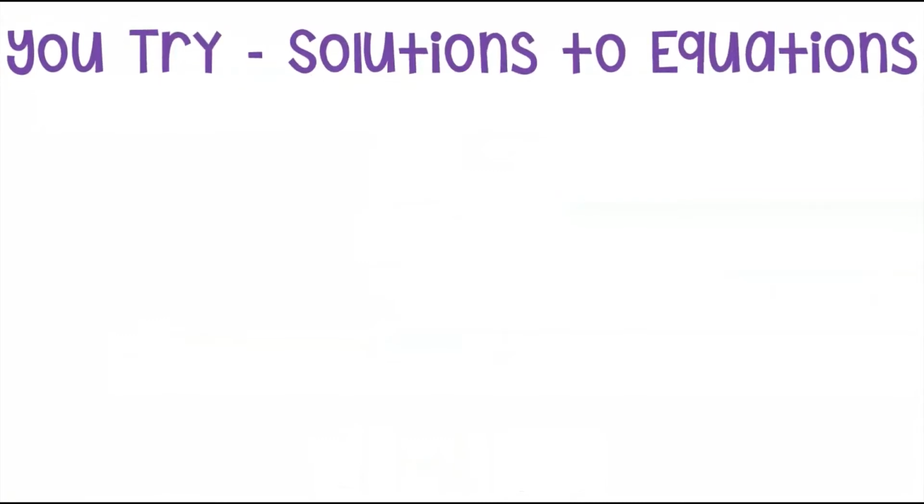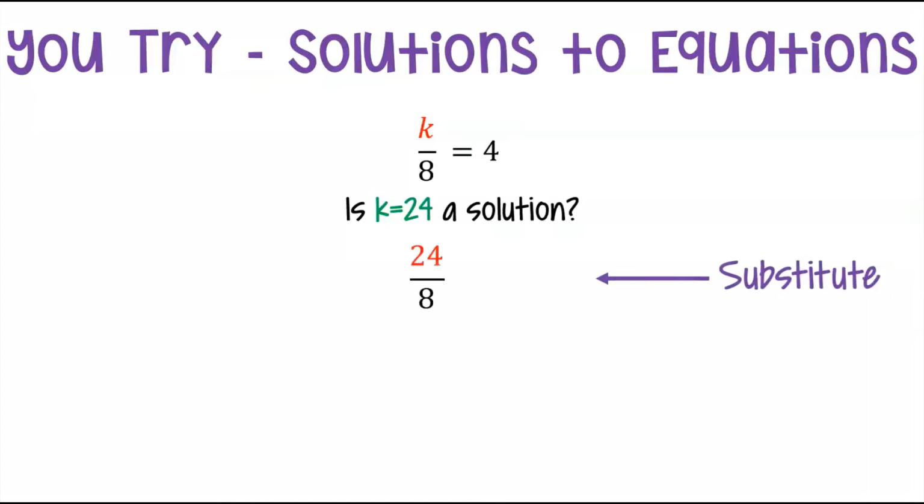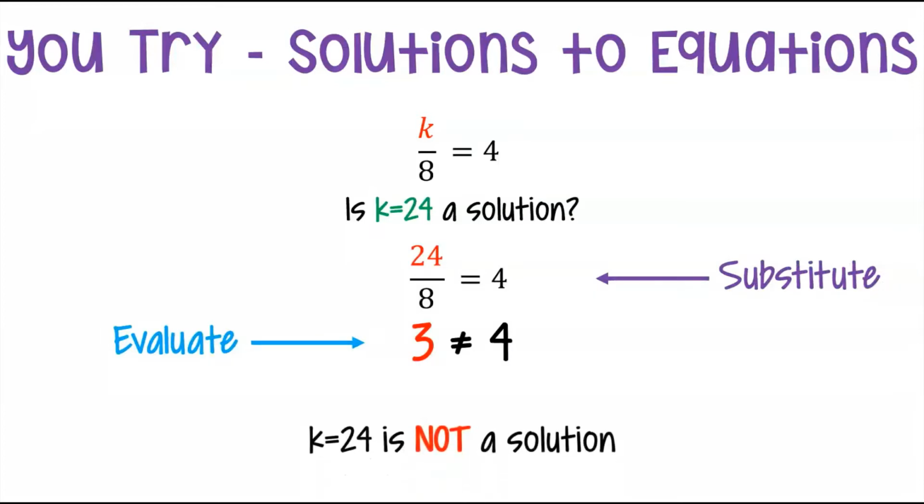All right, try this one. K over 8, or k divided by 8, needs to equal 4. We need to determine whether k equals 24 is a solution or not. So the first step is to substitute. 24 divided by 8 equals 4. And then we actually evaluate, and 24 divided by 8 is equal to 3. Since 3 is not equal to 4, then k equals 24 is not a solution to the equation.